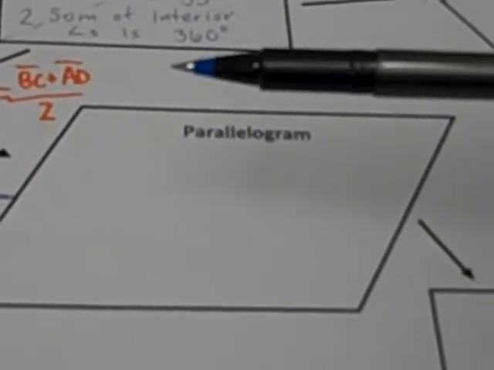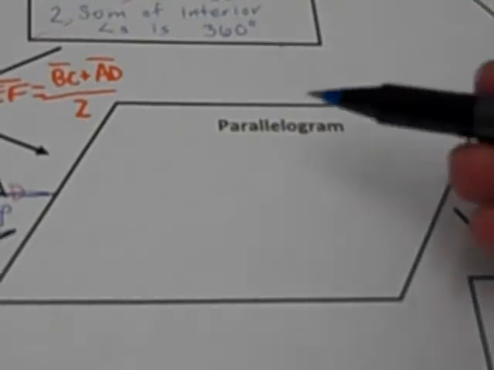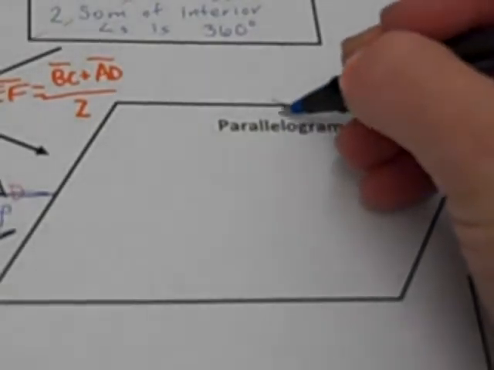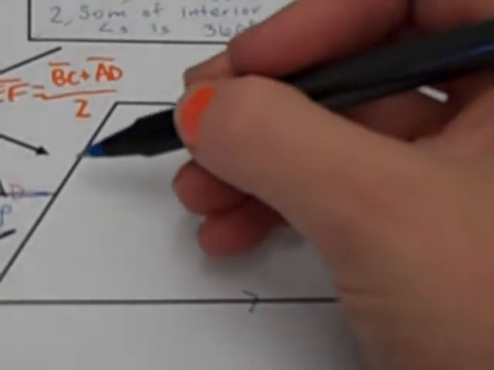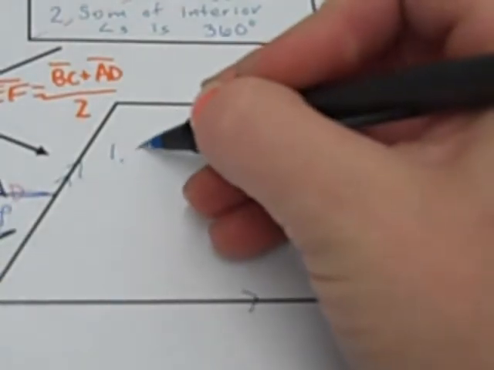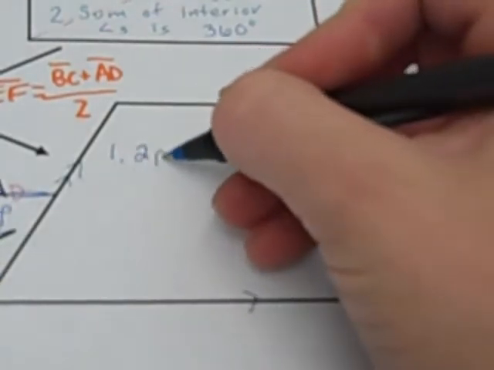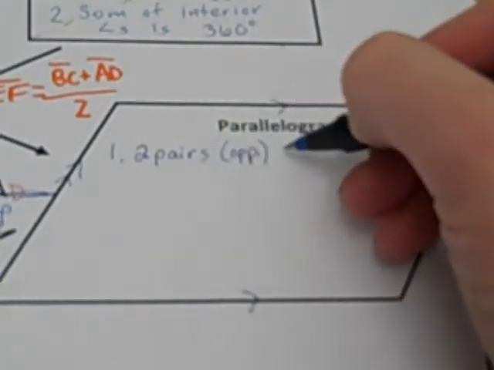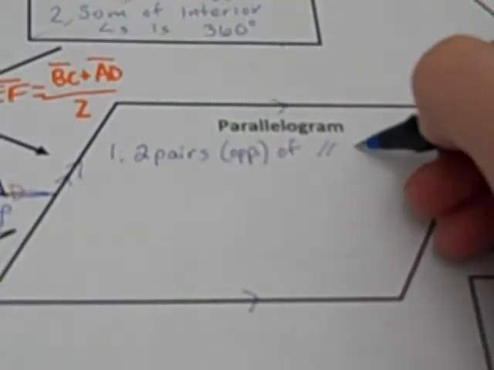Today we're going to look at a more specific type of trapezoid, the parallelogram. So a parallelogram not only has one pair of parallel sides, but actually two pairs of parallel sides. So we will label that our first property, two pairs of opposite parallel sides.